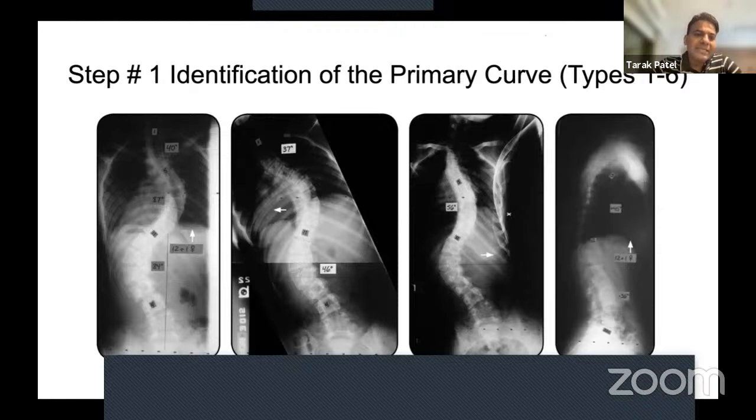In this example, we can see that there are 3 curves, all more than 25 degrees, and the major curve is 87 degrees of the main thoracic, while the other 2 are not bending to less than 25 degrees. So all 3 curves are structural curves, and this is considered as a triple major or type 4, Lenke type 4.